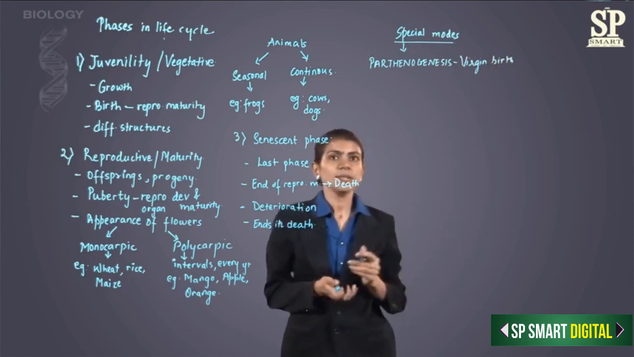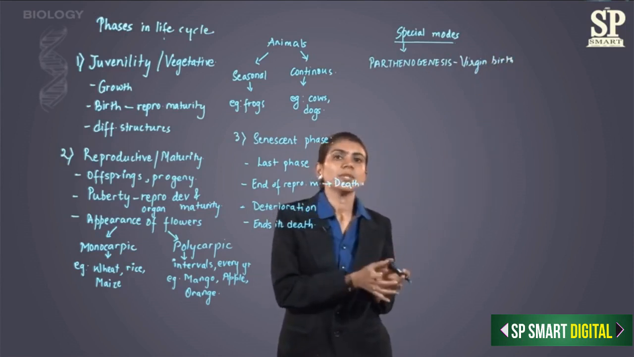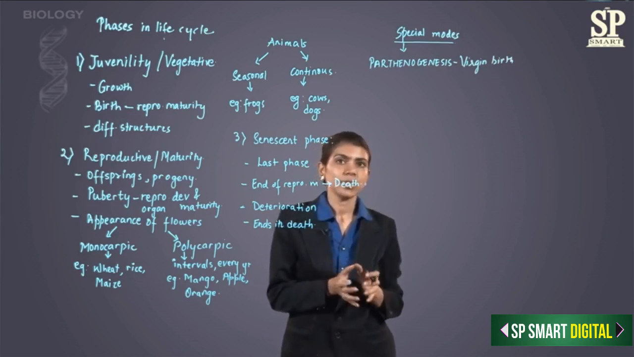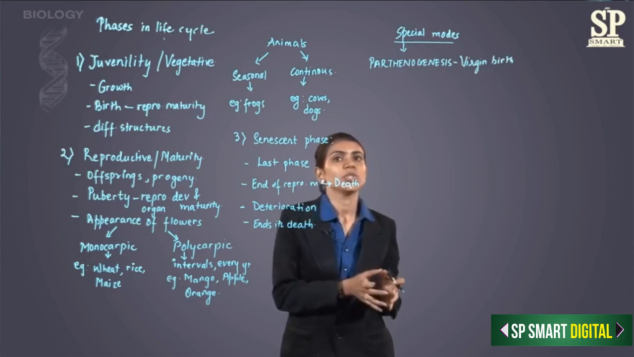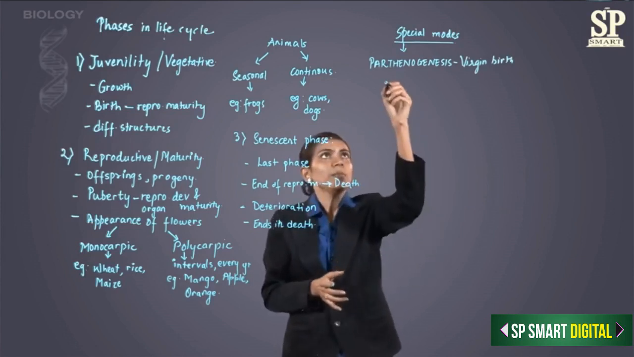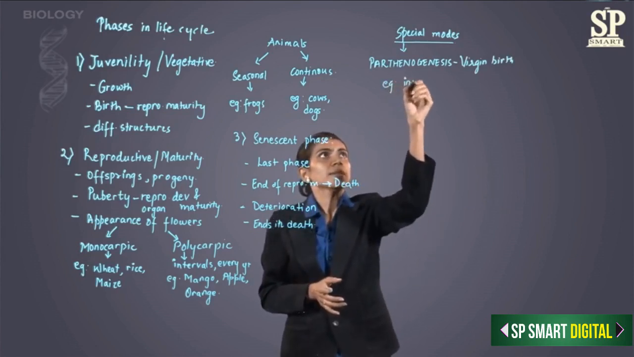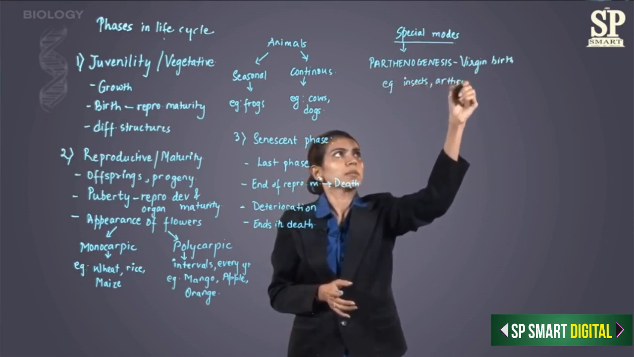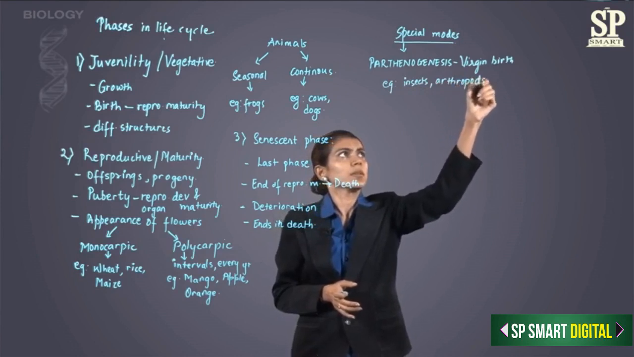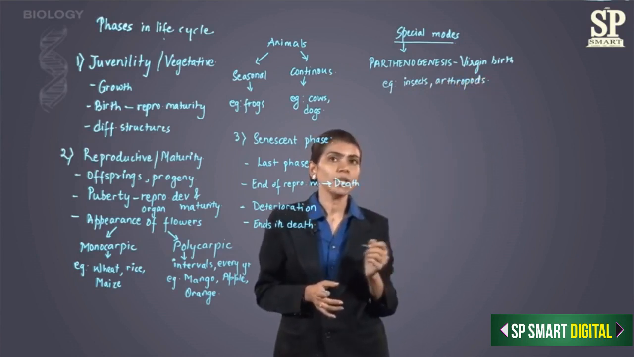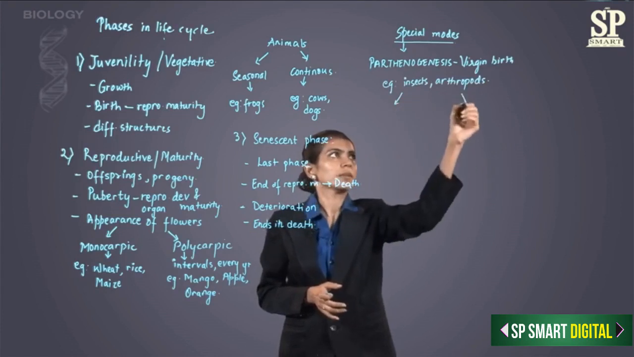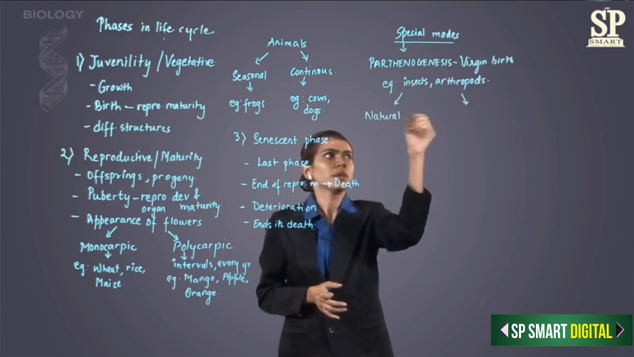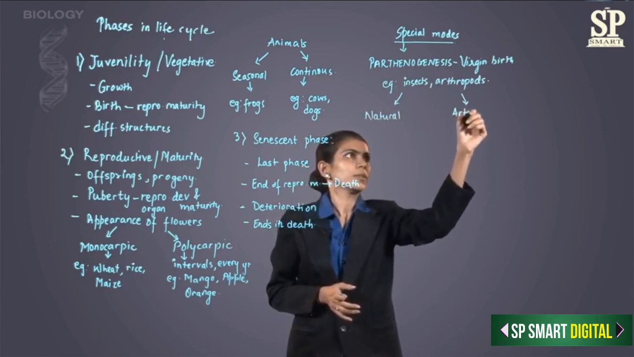In parthenogenesis, the egg directly develops into a new individual. The egg is unfertilized. There is no fertilization that has taken place, but it will develop into a new individual. For example, this is seen in insects, in arthropods. Now, parthenogenesis is again of two types: natural and artificial.